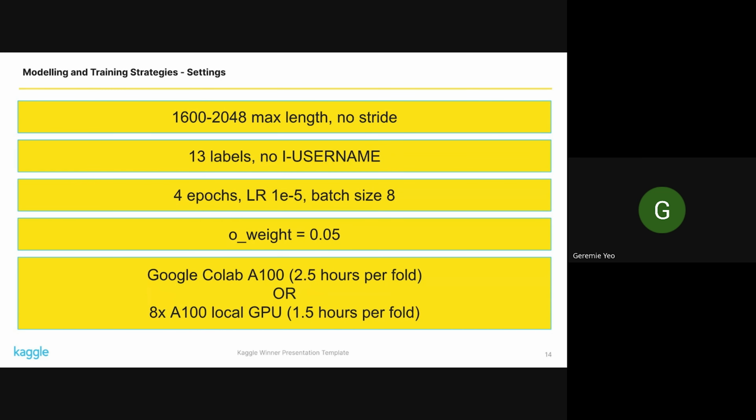The models are trained with a predefined max length that fits our hardware constraints, and we did not use any stride as we did not find it useful in improving our scores. 13 labels were used for training without username for 4 epochs, learning rate 1E-5 and batch size 8. The weight of all O tokens was lowered by a lot to encourage the model to predict more tokens as PII in the training phase. Training one fold takes about 1.5 to 2.5 hours depending on the hardware used.